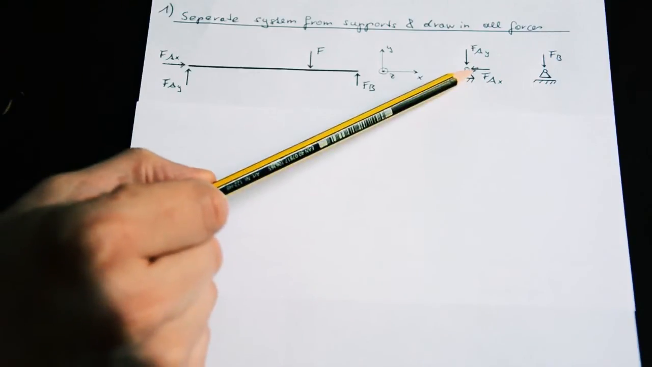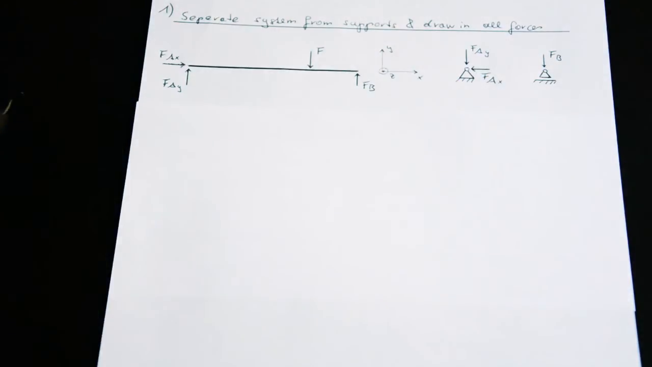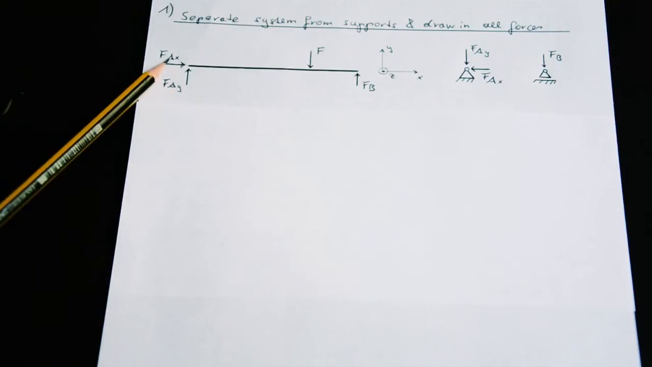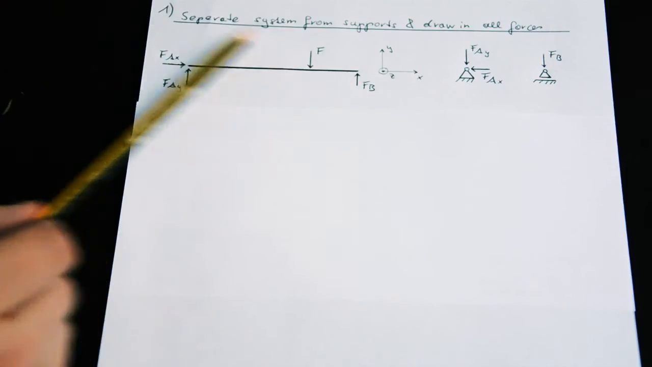Of course, we have the other parts of the cut, support A and support B, with exactly the opposite support reactions acting on them. But we don't care about those supports. We're just interested in our system. I mean, of course, these forces, Fax, Fay, and Fb, are exactly the same forces as Fay, Fax, and Fb on our beam, on the system. These are exactly the same forces.